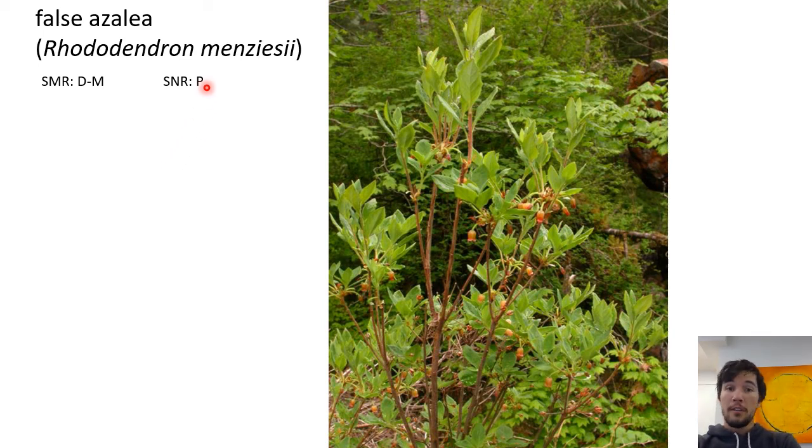But look at the soil moisture, the soil nutrients. You find false azalea in a lot of the same places as you find the white-flowered rhododendron, and this is the plant that probably looks most similar to the white-flowered rhododendron in this course. And so we really want to be able to distinguish between those two species.